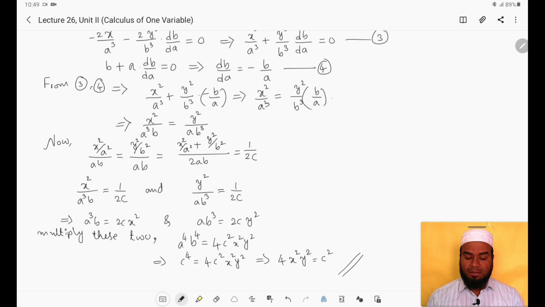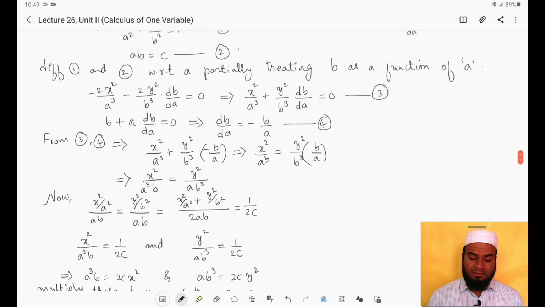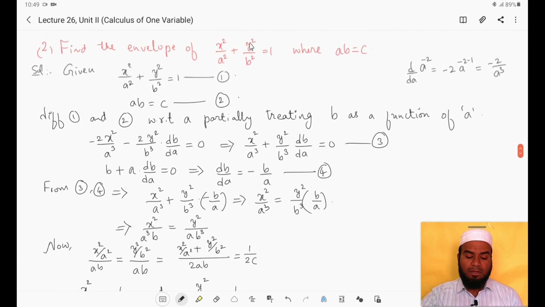So let me explain this once again. What we have done, let us see the question. The question is x square by a square plus y square by b square equals to 1. One family of curves with two parameters is given, where the parameters a and b are connected by the relation ab equals to c. Now consider this as 1 and this as 2. Now differentiate 1 and 2 with respect to a partially, treating b as a function of a. Then what will happen? x square as it is, 1 by a square can be written as a power minus 2, and the derivative of a power minus 2 is minus 2 by a cube.